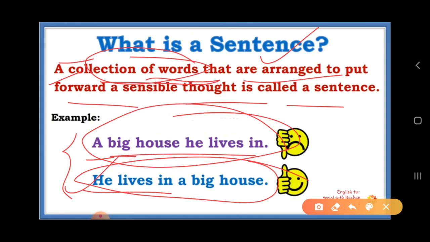Now, dear student, tell me how you would define a sentence. You can define a sentence in these words: a sentence is a group of words which gives complete meaning or complete sense. Okay, let's move further.